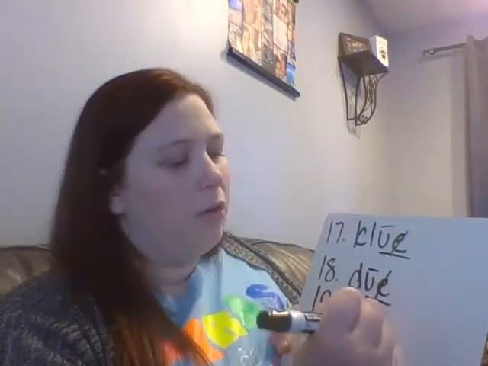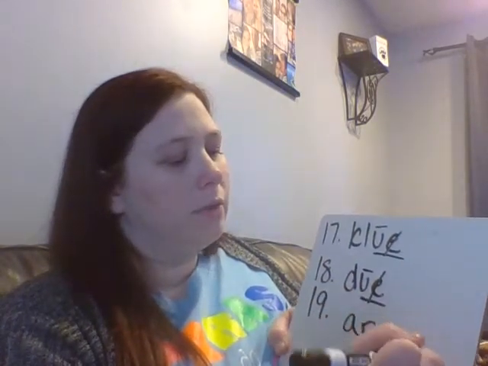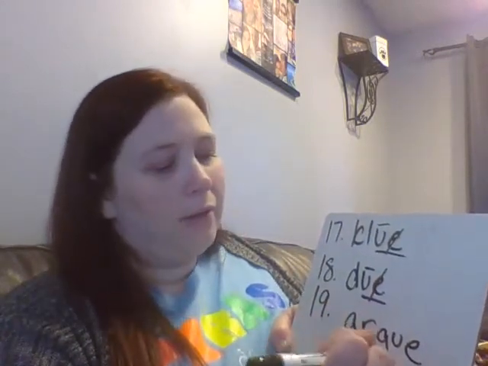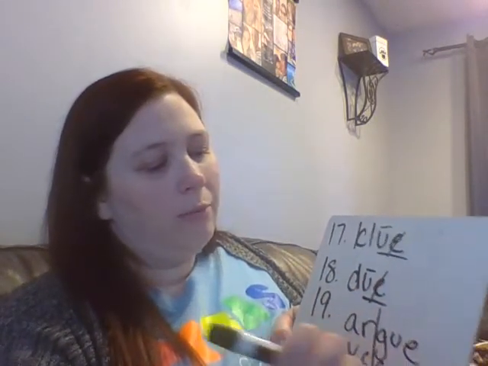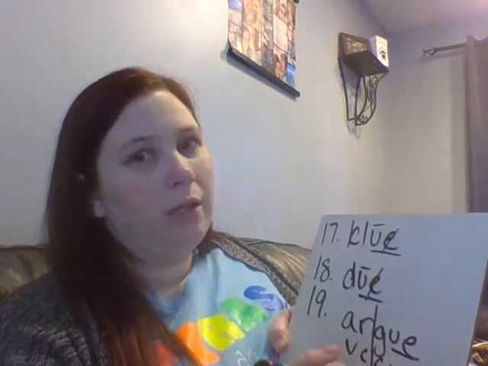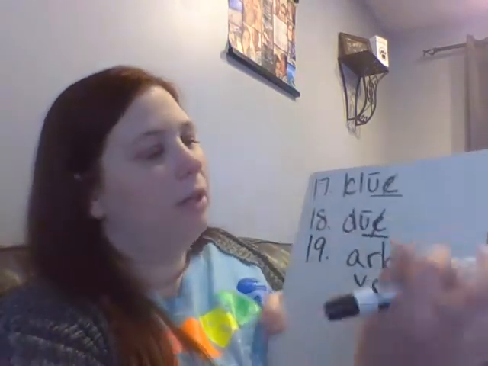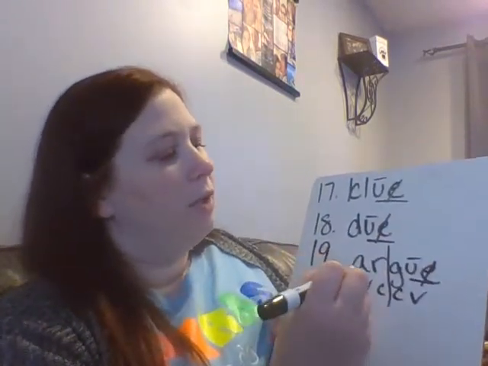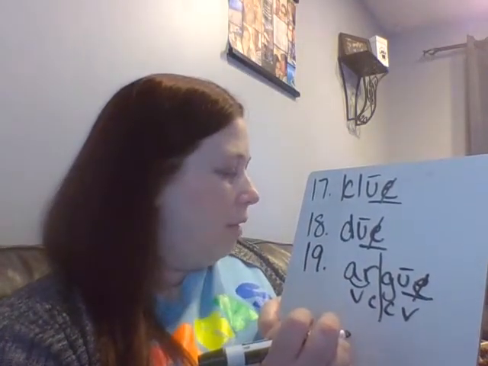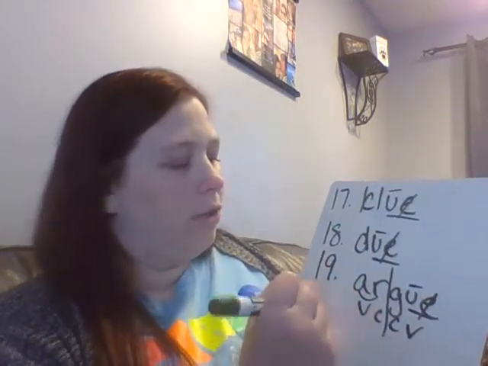Number 19, argue. Here we have vowel, consonant, consonant, vowel. So we'll draw a line between our two consonants. We have our UE digraph, cross off the E, put a macron on the U, and here we have our AR blend, our arc combination.